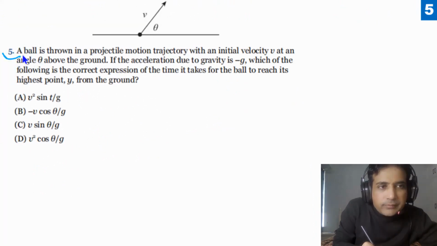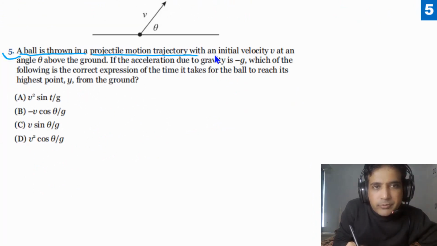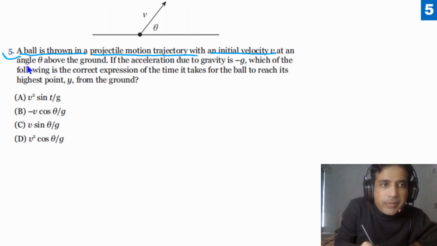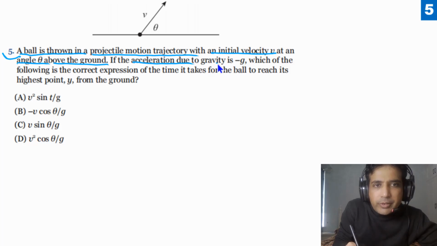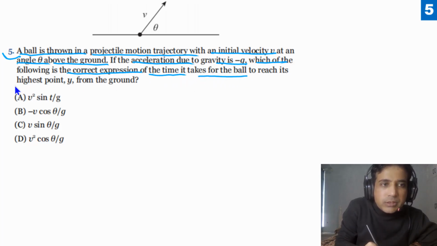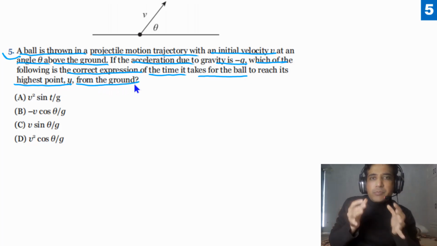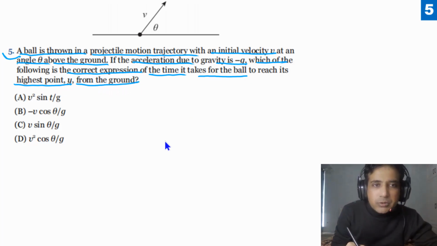For question number 5, it is given to us a ball is thrown in a projectile motion trajectory with an initial velocity v at an angle theta above the ground. If the acceleration due to gravity is negative g, which of the following is the correct expression for the time it takes for the ball to reach its highest point y from the ground? So this is a typical question about projectile motion. The best way to answer this problem is we can sketch. Otherwise we can just use this given sketch.